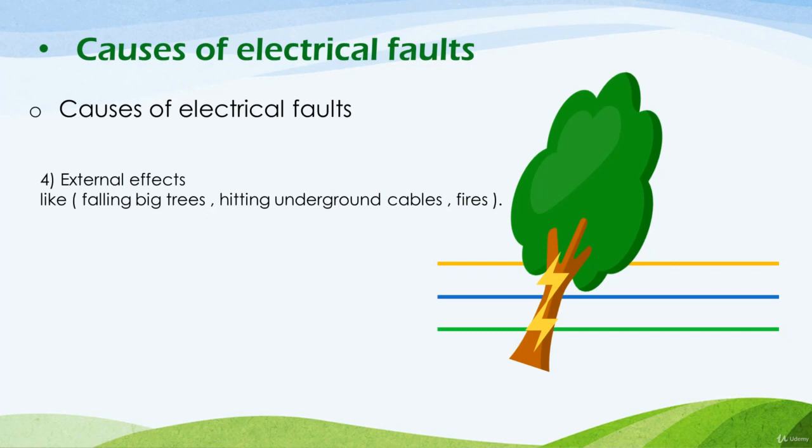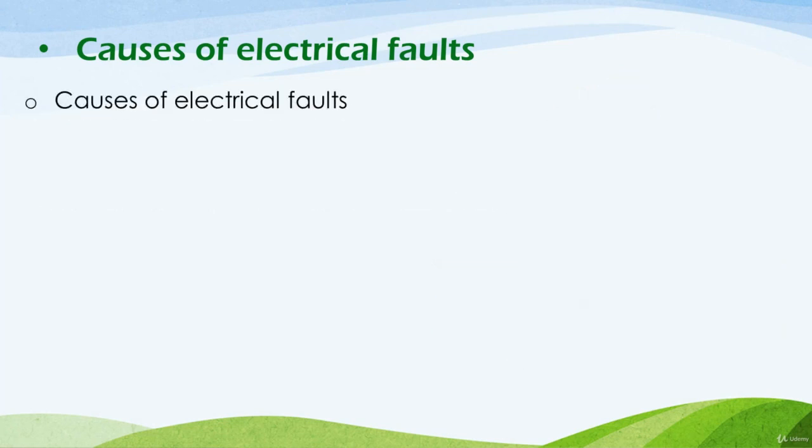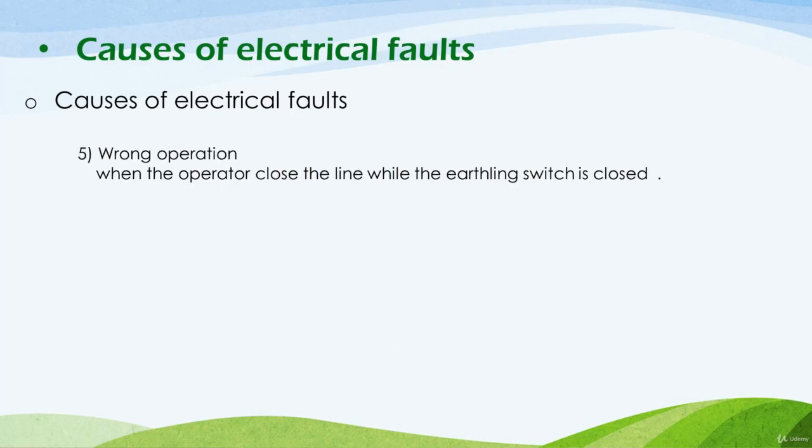And another reason that causes faults is fire, as fire may produce great damage to the electrical equipment. So all of those other external reasons produce a great change in the voltage or the current values, as they may increase greatly due to the short circuit condition, or it may change to an open circuit condition, or it may damage the equipment itself. Very good. Also, the fifth reason that produces electrical faults is the wrong operation.